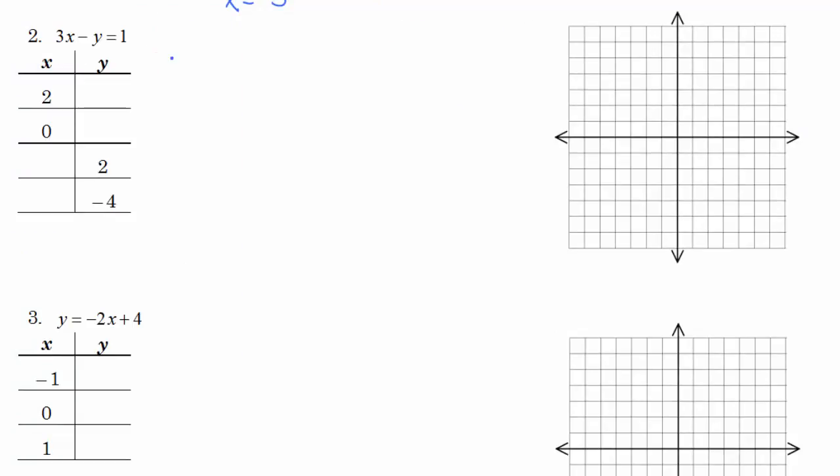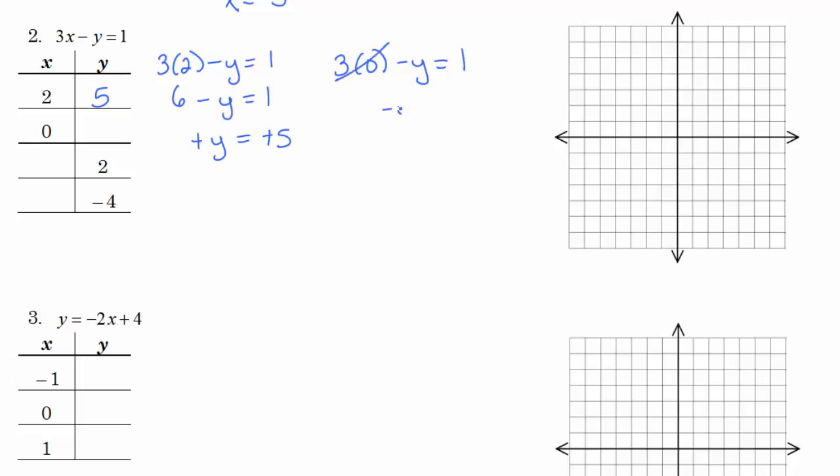Same process. We're going to let x be 2 and we're going to solve for y. So subtract 6 and divide by -1. Now we're going to let x be 0. I like 0 because it's so easy to work with. Divide by -1, it's going to change those signs. Now we're going to let y equal to 2. So we have 3x minus 2 is equal to 1. Add 2. Divide by 3.